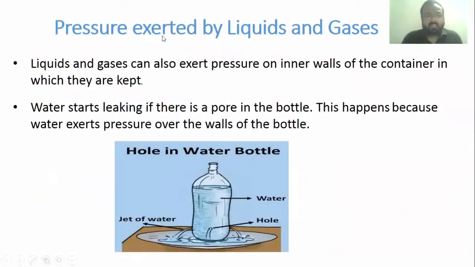Our next topic is pressure exerted by liquids and gases. Liquids and gases can also exert pressure on the inner walls of the container in which they are kept. Water starts leaking if there is a pore in the bottle. This happens because water exerts pressure on the walls of the bottle. So we can say liquids and gases can also exert pressure.